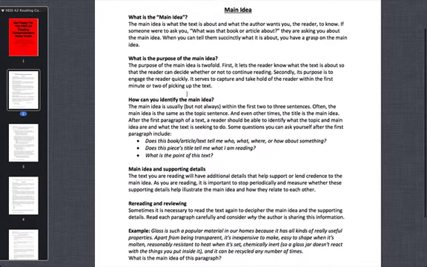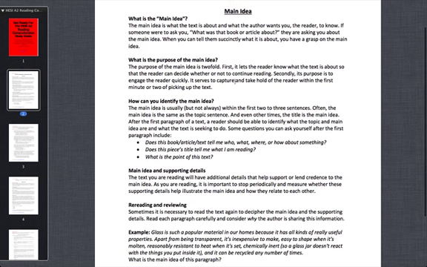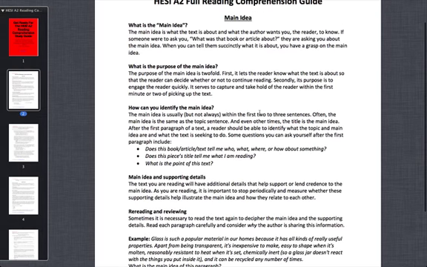And one of those is main idea. So we go into detail explaining what the main idea is, what its purpose is, how you can identify the main idea, and what the supporting details are. So we go really in depth and try to explain so you understand how to find the main idea.